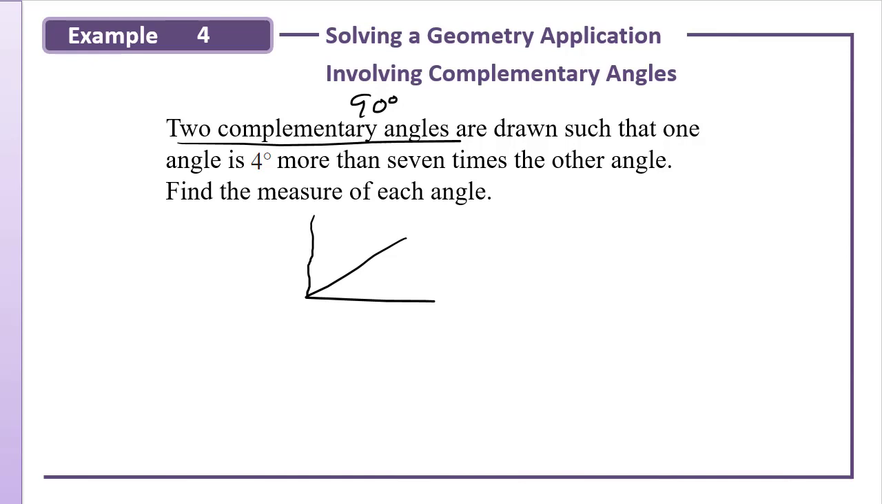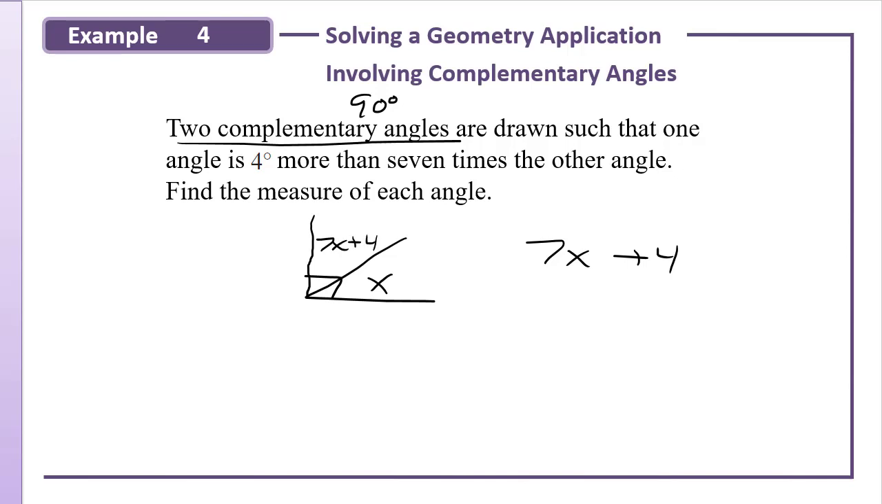So here's my picture, right, where these two angles create a 90-degree angle. And I need to find the measure of each angle. So I don't know what these are. This is x. And this one over here, one angle is 4 more than 7 times the other. So this angle, right, is 4 more than 7 times the other angle. So this is just 7x plus 4.